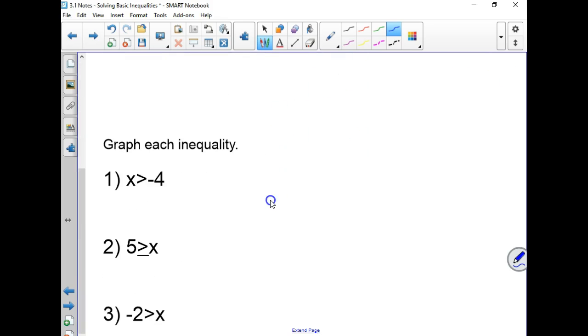If we scroll down here, these ask us to graph these inequalities. So if we graph number 1, we've got negative 4. When I have you graph these, I like for you to put the number in the middle and then make sure you at least have one number on either side. Now this is a greater than sign, so I'm going to have an open circle. And then I want the numbers where x is greater than negative 4, so the numbers larger than negative 4, the ones to the right, will be shaded. So here's my graph for number 1.